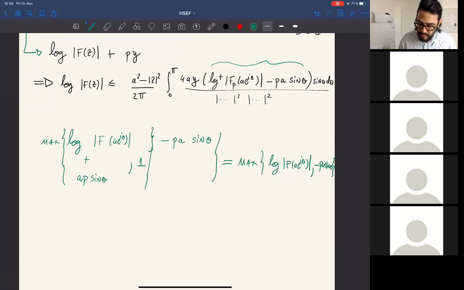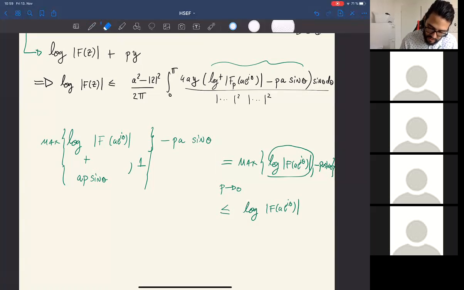Okay, but then I can take p to 0, and if I do p to 0, this will be less or equal than the max. Well, I have to take this term, so this will have to be just the log of f a i theta. Okay, any questions in this crazy computation here?